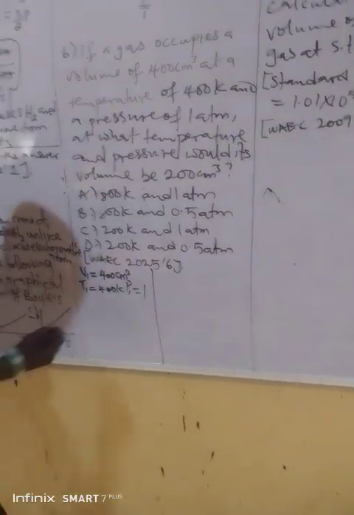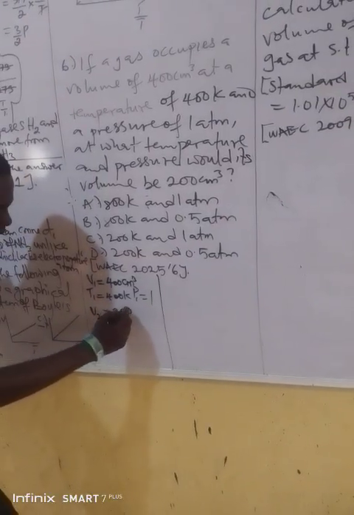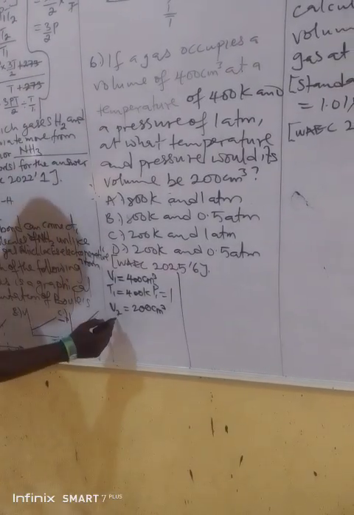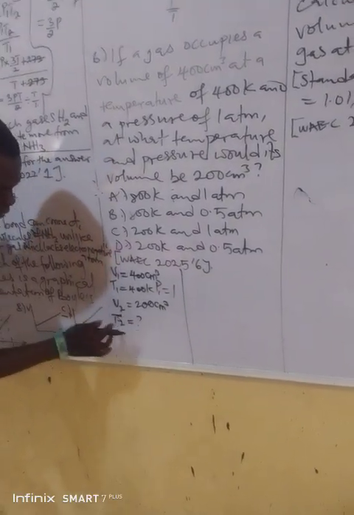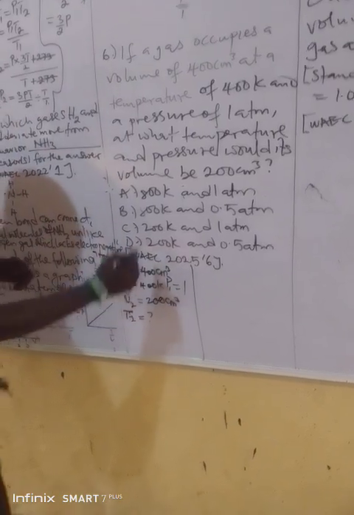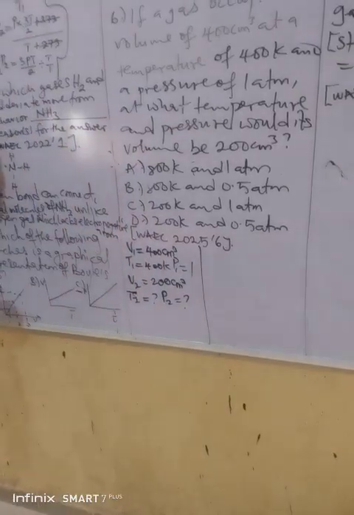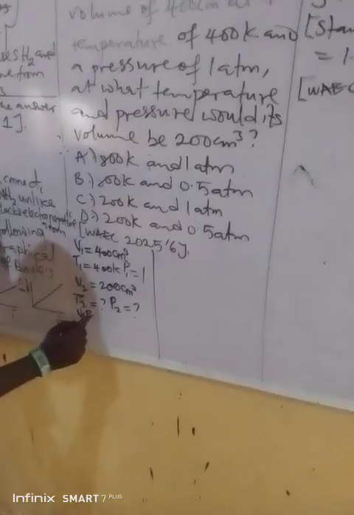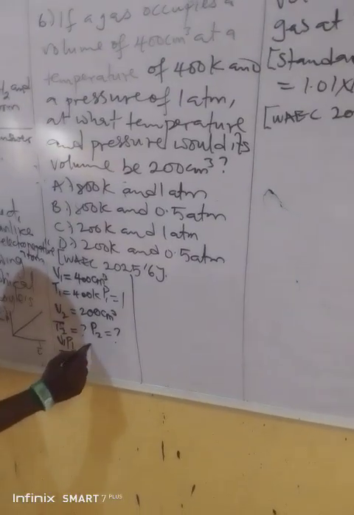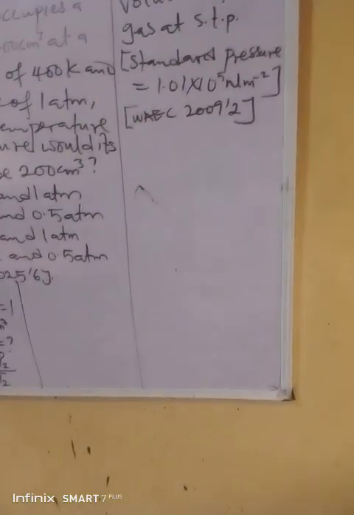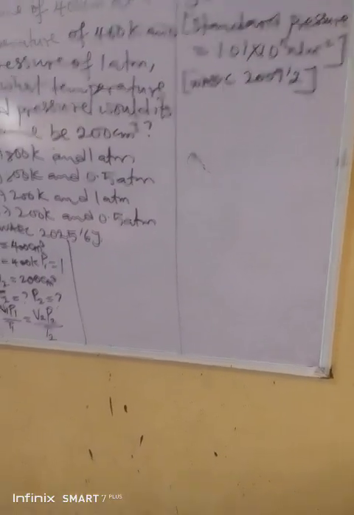Calm down now. Would each volume be 200? V2 now is 200 centimeter cube. We don't know T2. We also don't know what? P2. 2 unknowns. I've not seen a question like this in my life. Now, general gas equation: V1 P1 over T1 equals V2 P2 over T2. Very wicked.